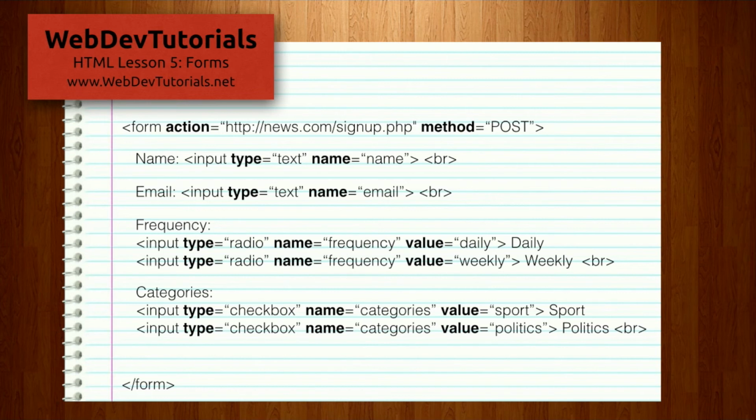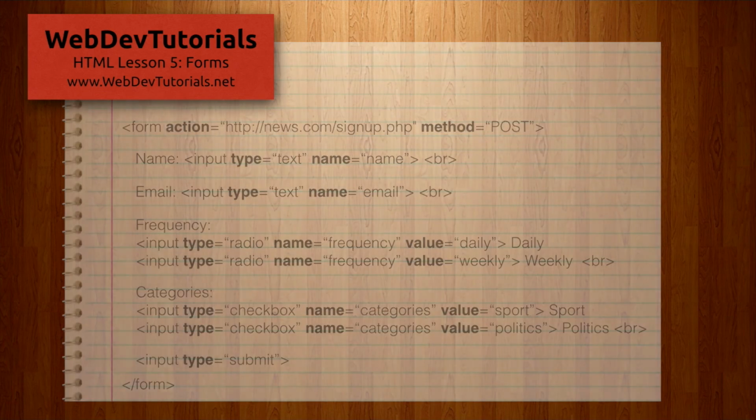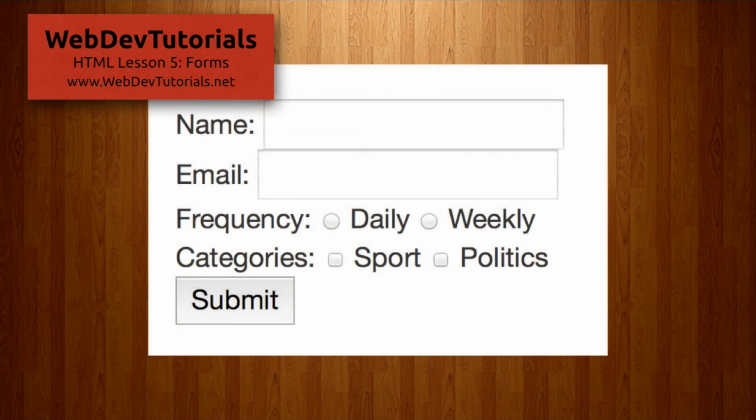But what about when they've finished filling in the form? Then what happens? You need a button to submit the form. This is simple. Input type equals submit. When the user clicks on the submit button, the form will be sent to the URL in the action attribute. This is what the finished form looks like.